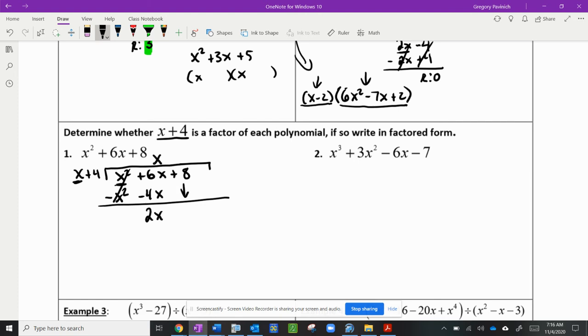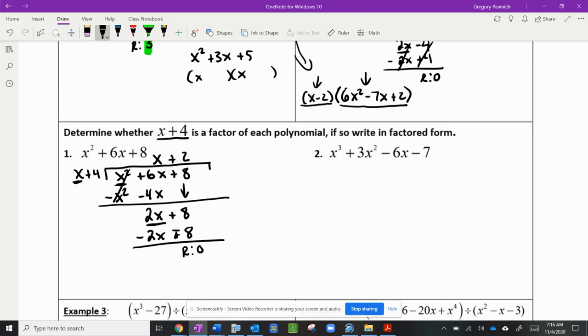I'm going to bring down the next one. And we just keep repeating. So I'm going to do the same thing. What multiplies by that same x, that's not changing, to get 2x, and that would be plus 2. I get 2x plus 8. Change my signs to the subtraction, and I get a remainder of 0.